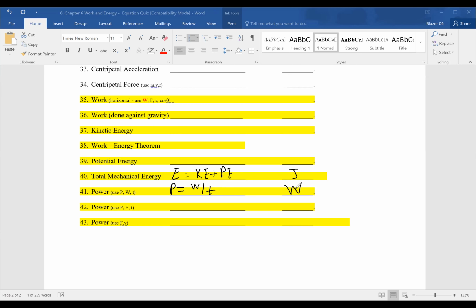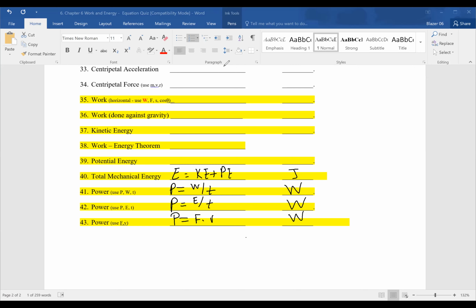denotes watt. Okay. Now, because we know that work and energy are the same unit, power is also energy per unit time, which is a joule per second. And that gives us a watt. And then we saw that power is force times speed, and that's also a watt. So those are the equations from this chapter.